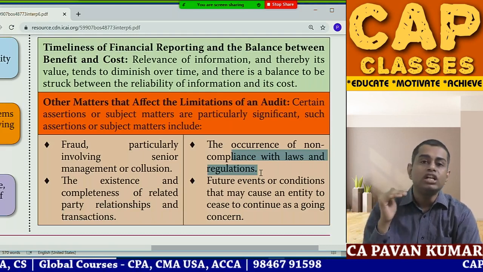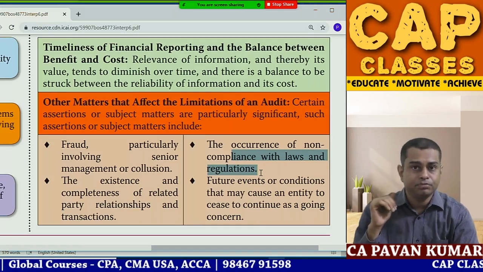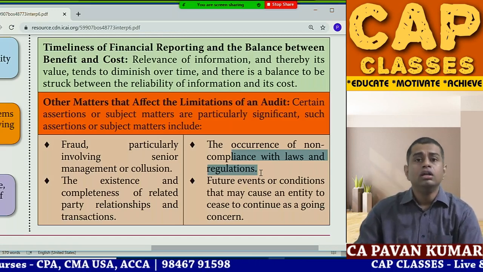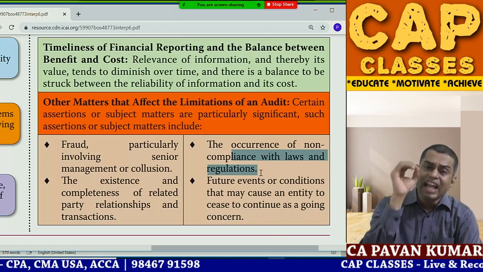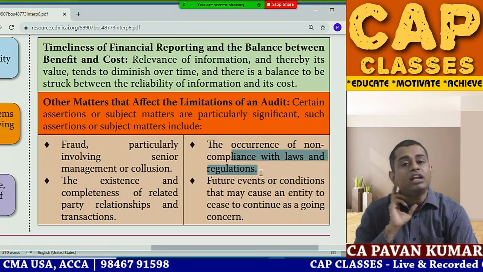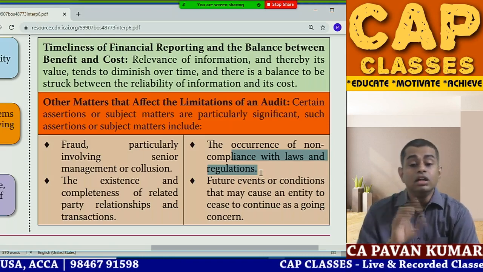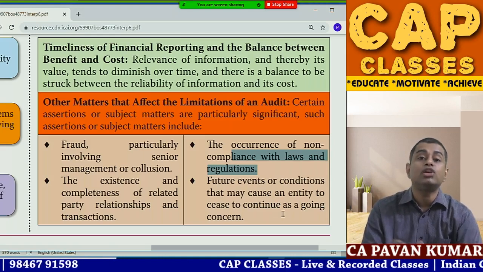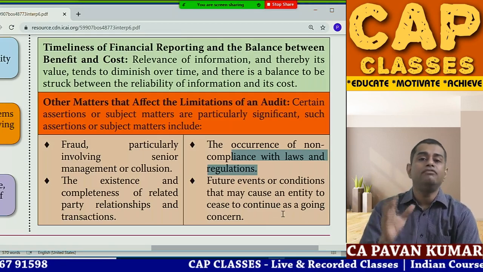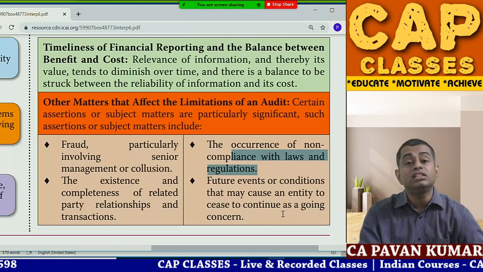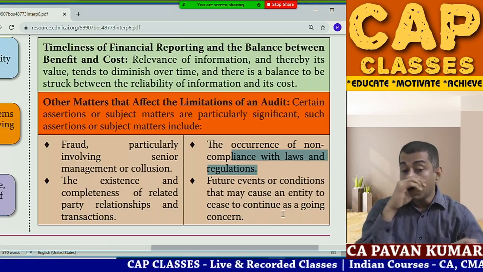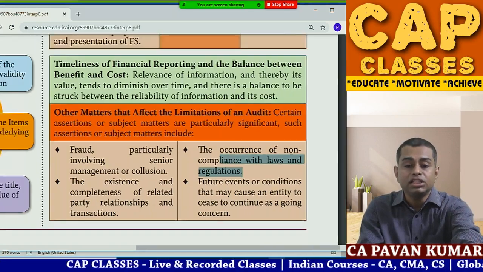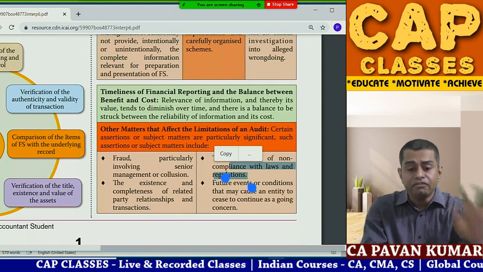So they received one notice from one government agency, some department, like the fire safety department, or the food adulteration department, or some labor inspector. They have given one notice. The company did not even tell that to the auditor. What can the auditor do? Then future events or conditions that may cause an entity to cease to continue as a going concern. Something happened which is changing the company's going concern position, which the auditor is not aware of. All these are limitations of audit, which is a very, very, very important question.